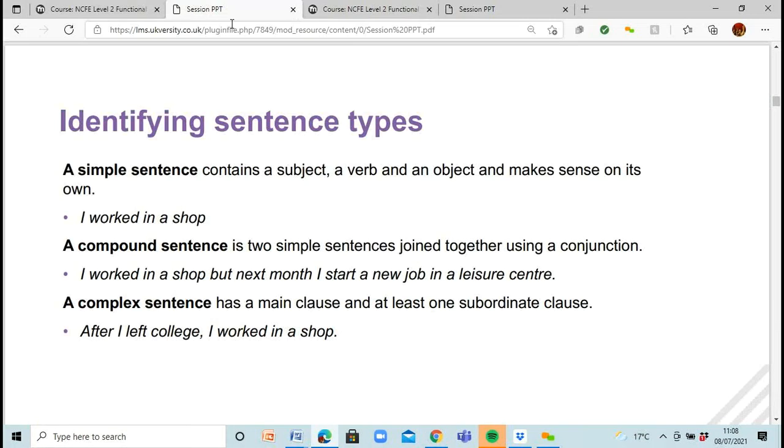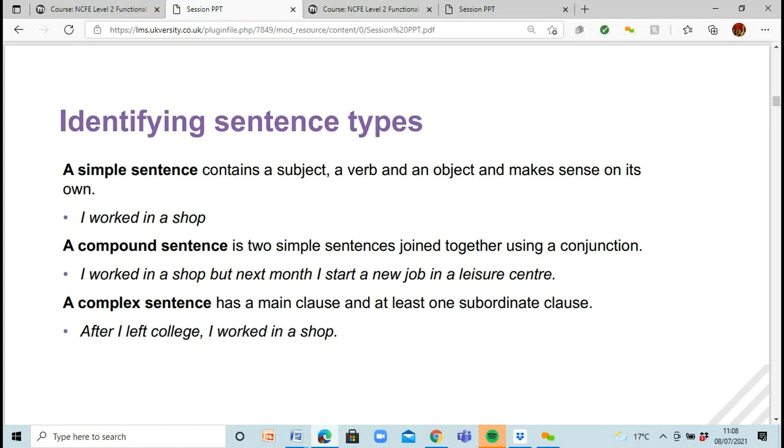So when we look at identifying sentence types, we're just going to look at what are simple sentences, a compound sentence, and a complex sentence. Now I'll tell you what these are and give you examples as well. So a simple sentence will have a subject, a verb, and an object, and it'll make sense all on its own. So, I worked in a shop. That makes sense. You don't have to add anything else. Somebody might have said, where did you work? And I would just say, I worked in a shop. Nice, simple, clear. You understand what I've said.